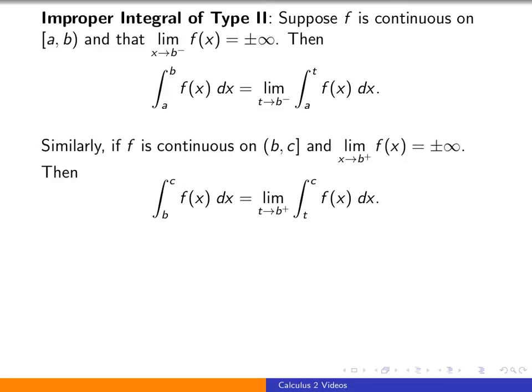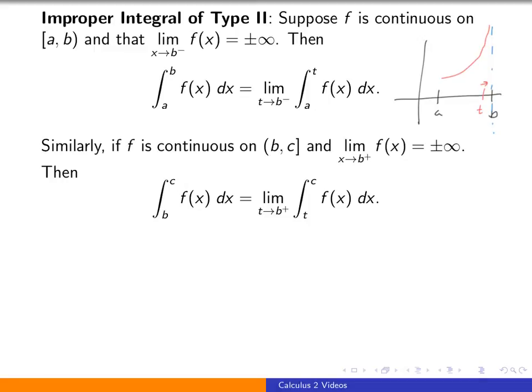In that case, and we'll draw a picture to go with this, we cannot evaluate with the fundamental theorem of calculus on the interval from a to b. The reason being, the function has some type of infinite discontinuity at b. So instead, we pick a value of t a little bit to the left of b, and then take the limit as we approach b from the left.